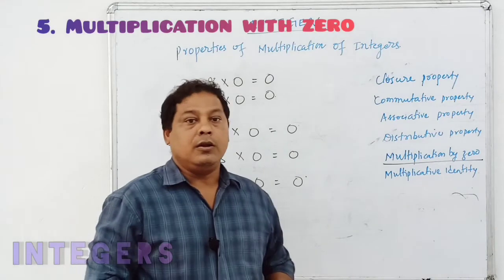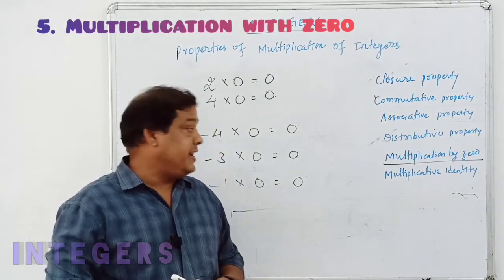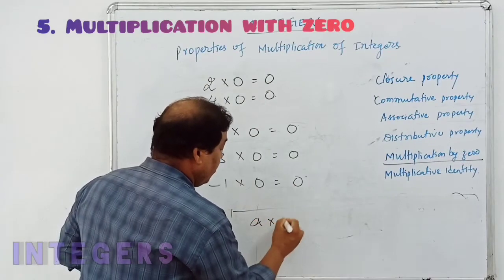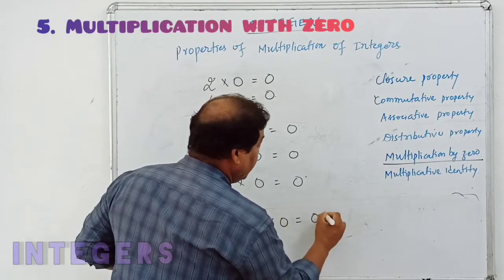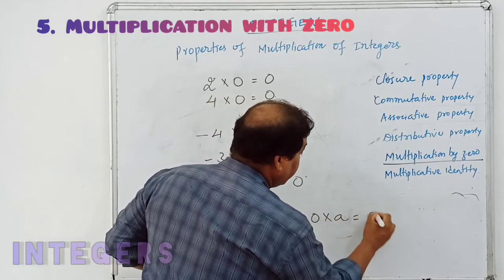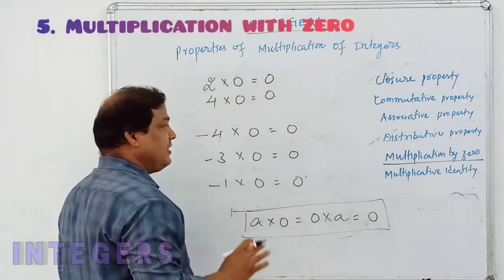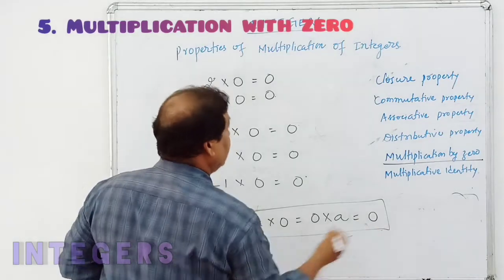In general, we can say that for any integer a, a into 0 is equal to 0 into a, which is 0. It means if you multiply 0 with any integer, the result will be 0.